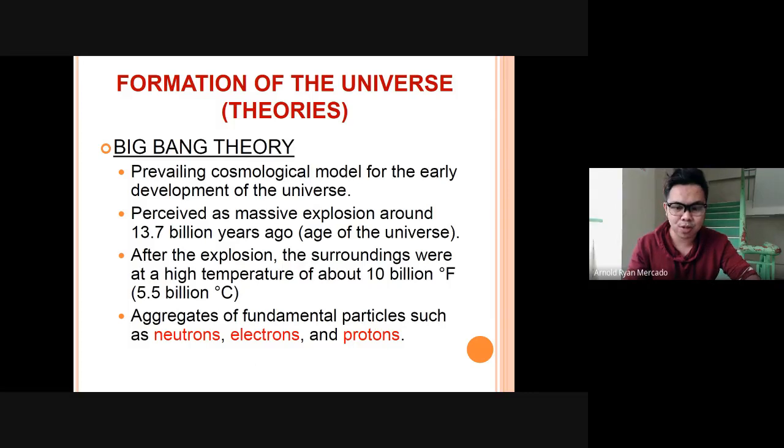Then after the explosion, the surroundings were at a high temperature of about 10 billion degree Fahrenheit or ang katumbas ito ay 5.5 billion degrees Celsius. Also, it aggregates of fundamental particles such as neutrons, electrons, and protons. So itong Big Bang Theory na to, ito yung pinaniniwalaan sa lahat ng karamihan aside from creationism. Kasi creationism is the theory naman na ang lahat, especially the universe, ay galing sa nilikha ng Diyos. So next slide po tayo dyan.